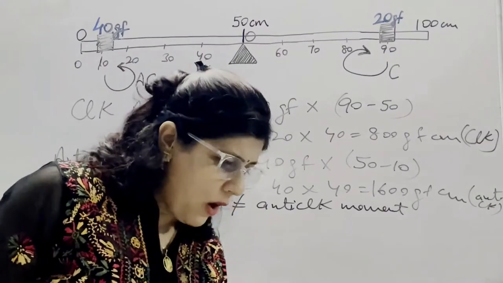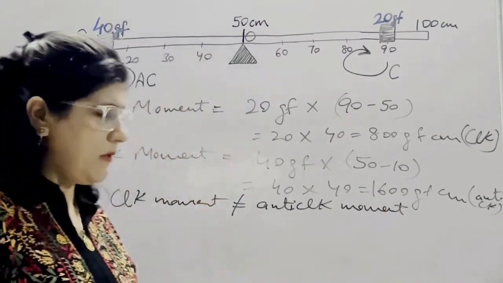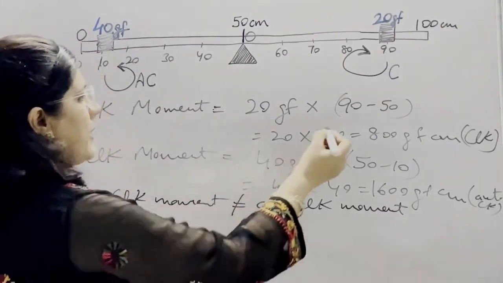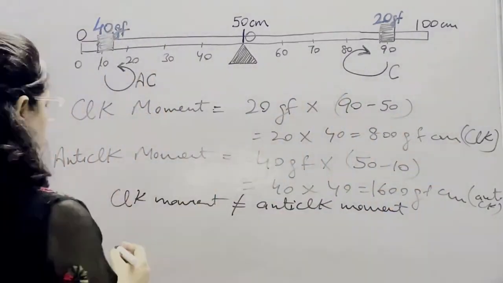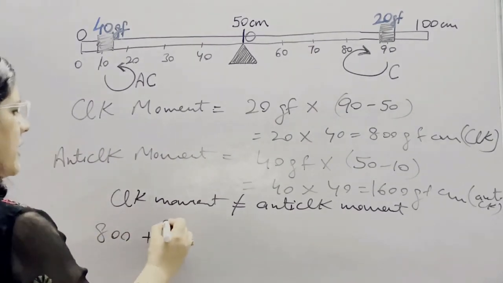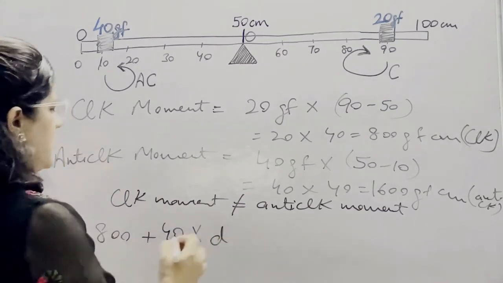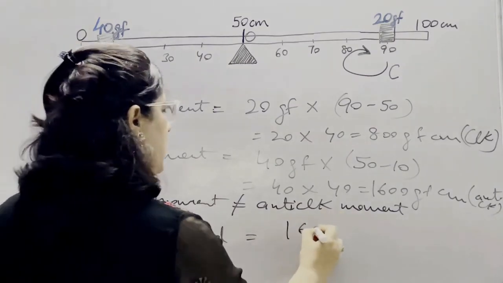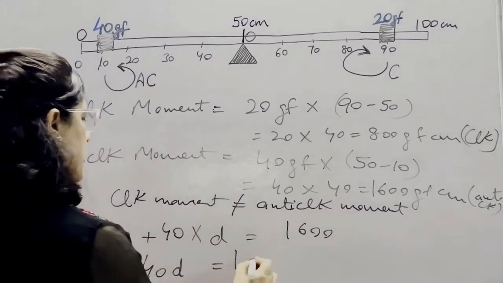Third part, how can the rule be brought in equilibrium? By using an additional weight of 40 GF. As we know, if we have additional weight, we need to add it in a direction such that clockwise moment will become greater. So clockwise moment is already 800 GF and additional weight of 40 GF we have with us, but we don't know the distance of this weight. So we again take it as D. Anti-clockwise moment remains same, which is 1600.